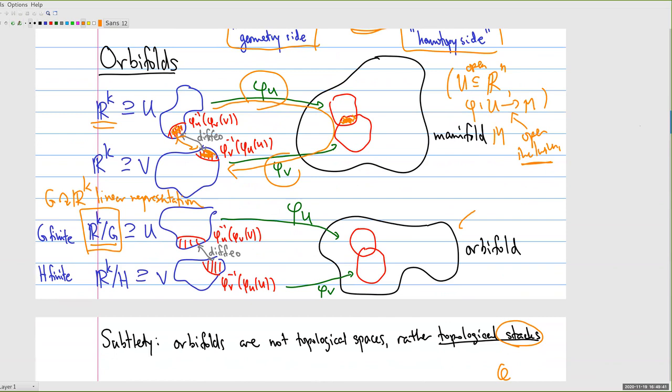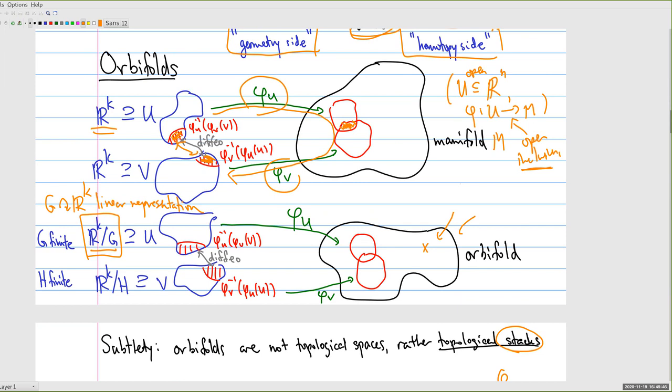So to every point x in an orbifold, you get a group G_x attached to it. And that group is exactly the stabilizer of the corresponding point in the chart. So if you have a point in R^k and G is acting on R^k, you can look at the stabilizer at that point. And if you have a point on the orbifold, it remembers that stabilizer.